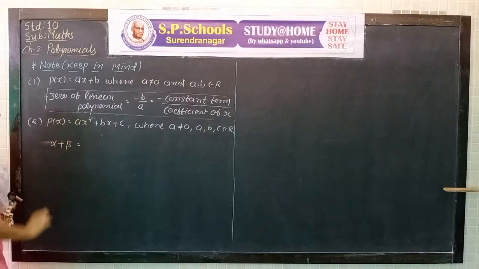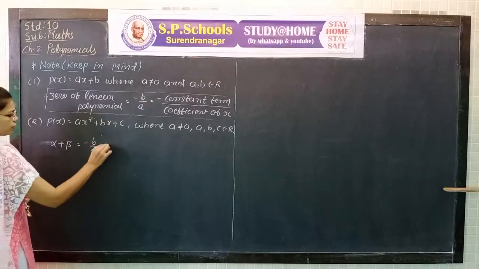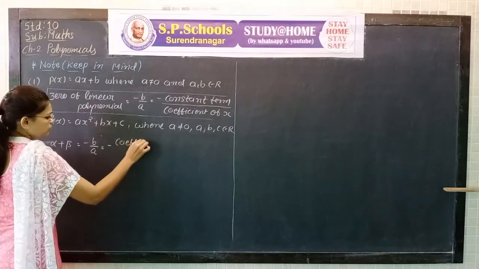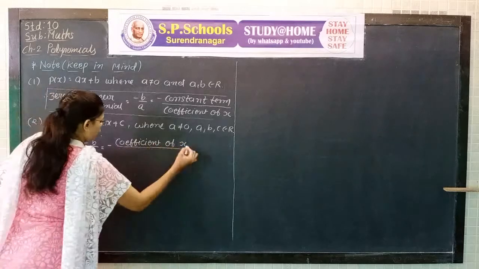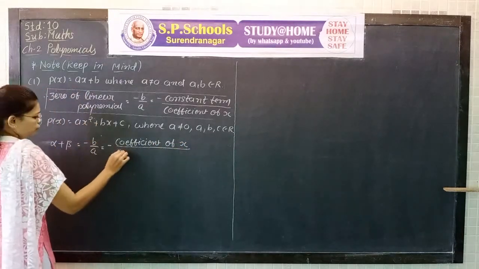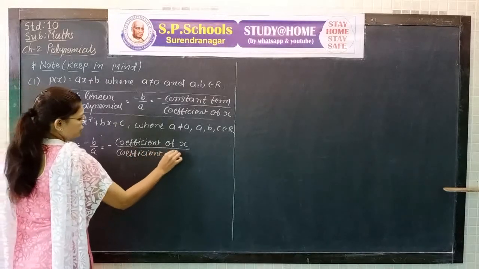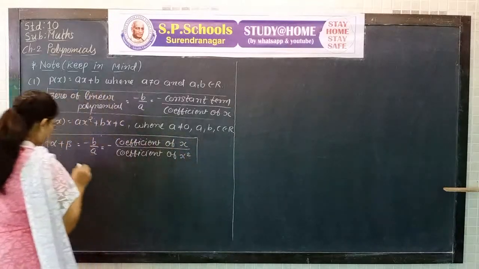Alpha plus beta, the sum of zeros, is equal to minus b upon a, which is equal to minus, instead of b, the coefficient of x, upon, instead of a, the coefficient of x square. Keep in mind the first relationship.